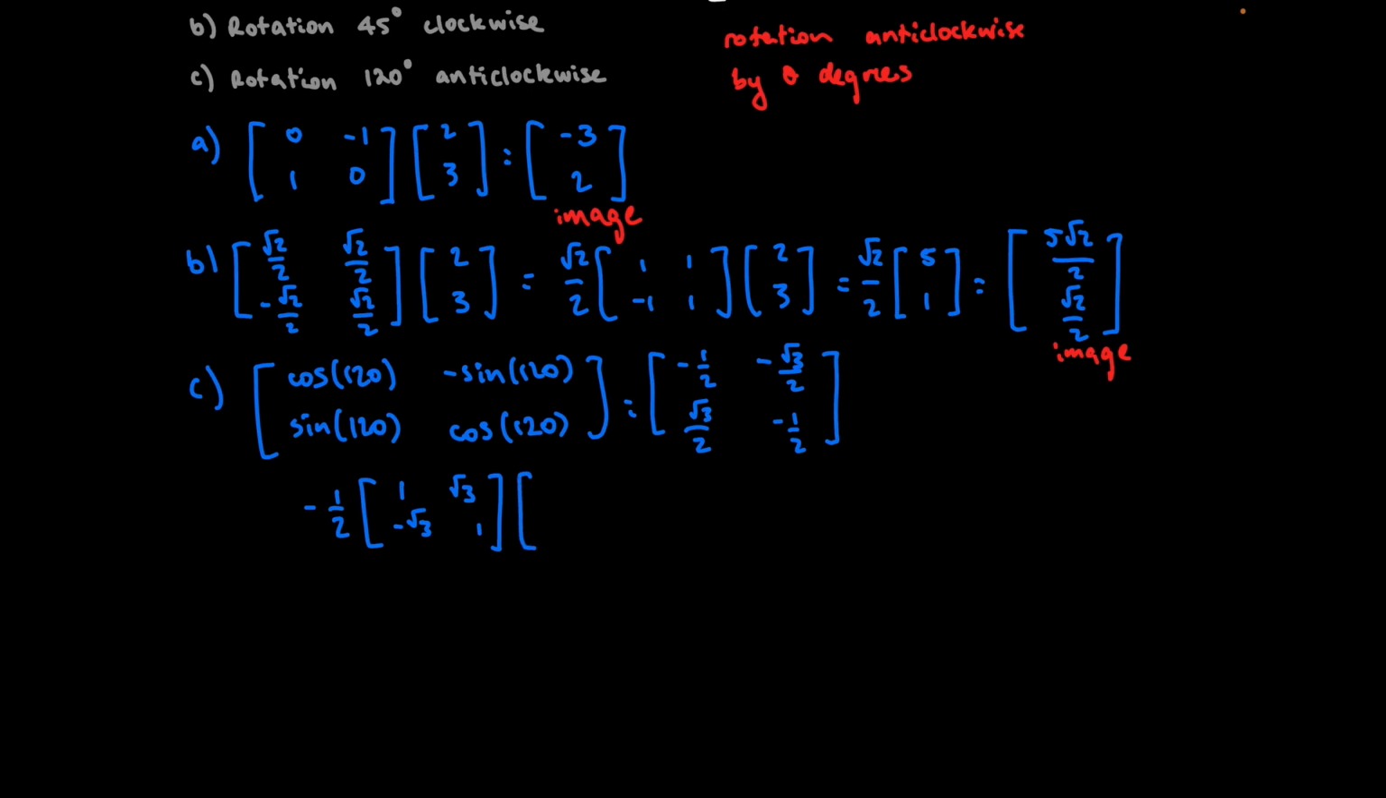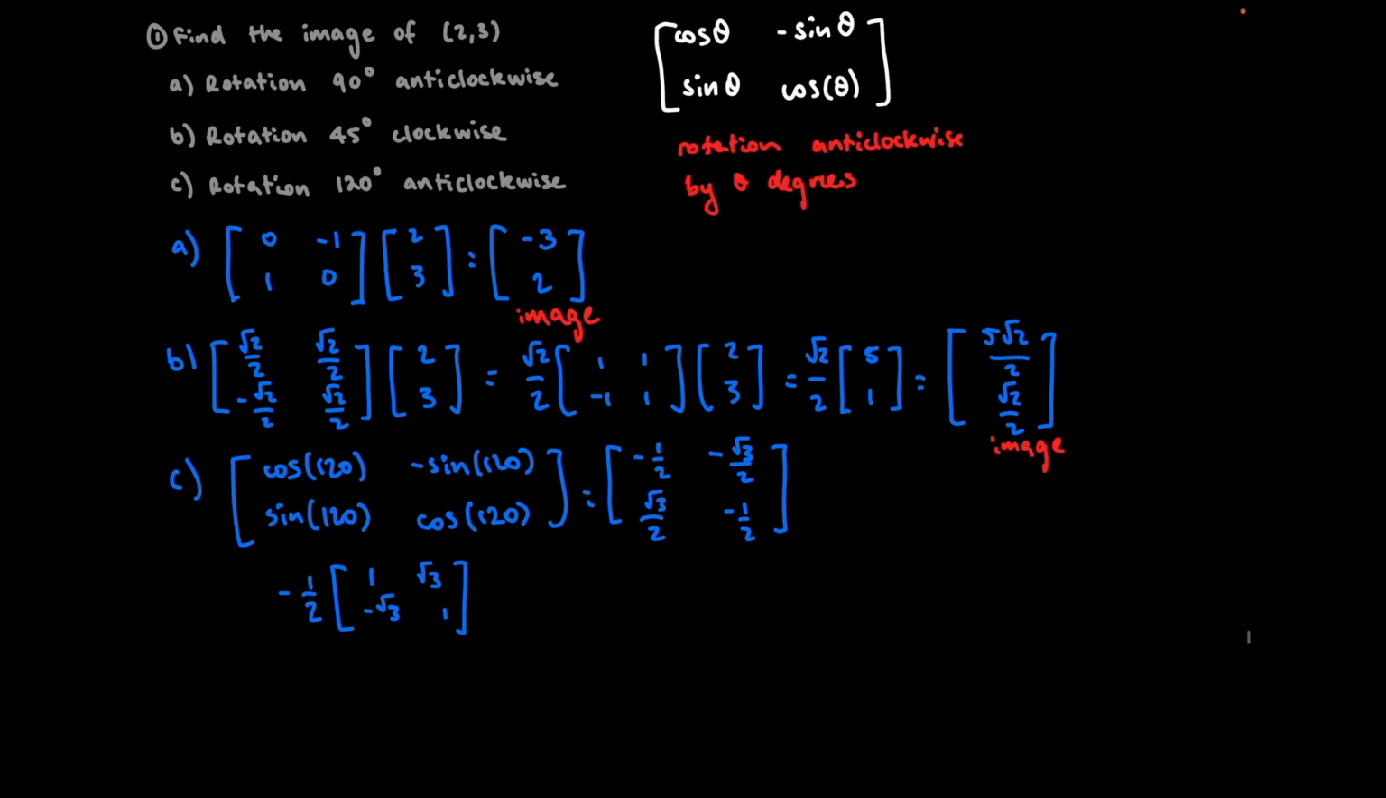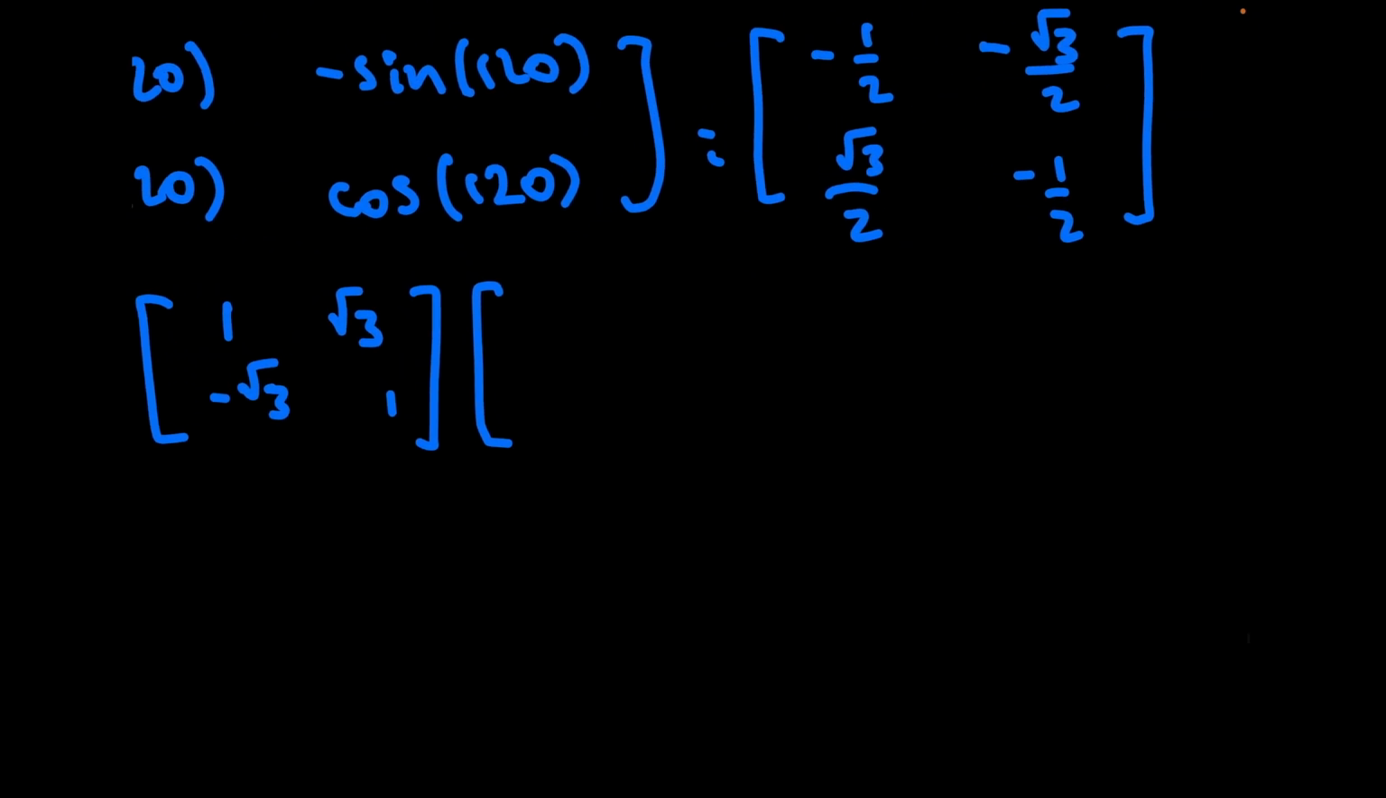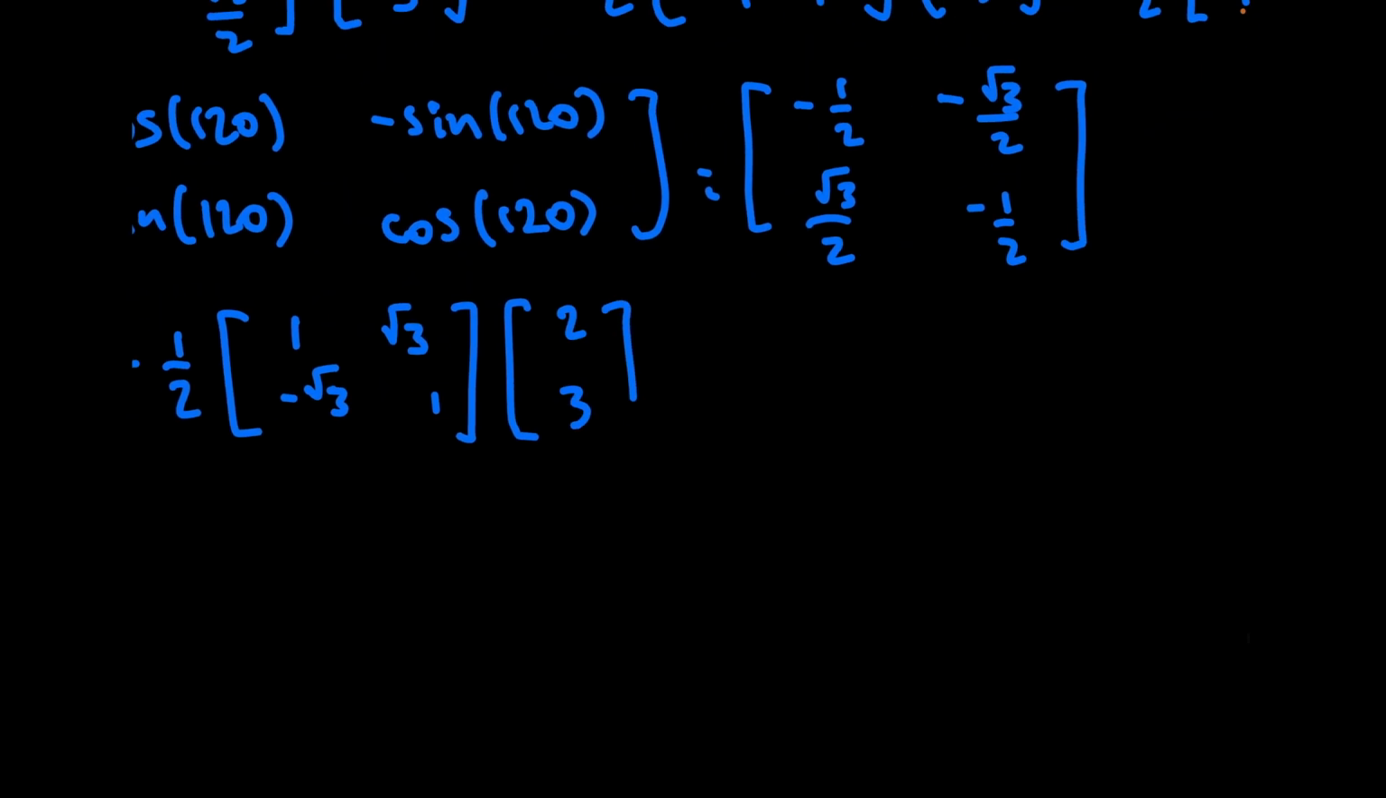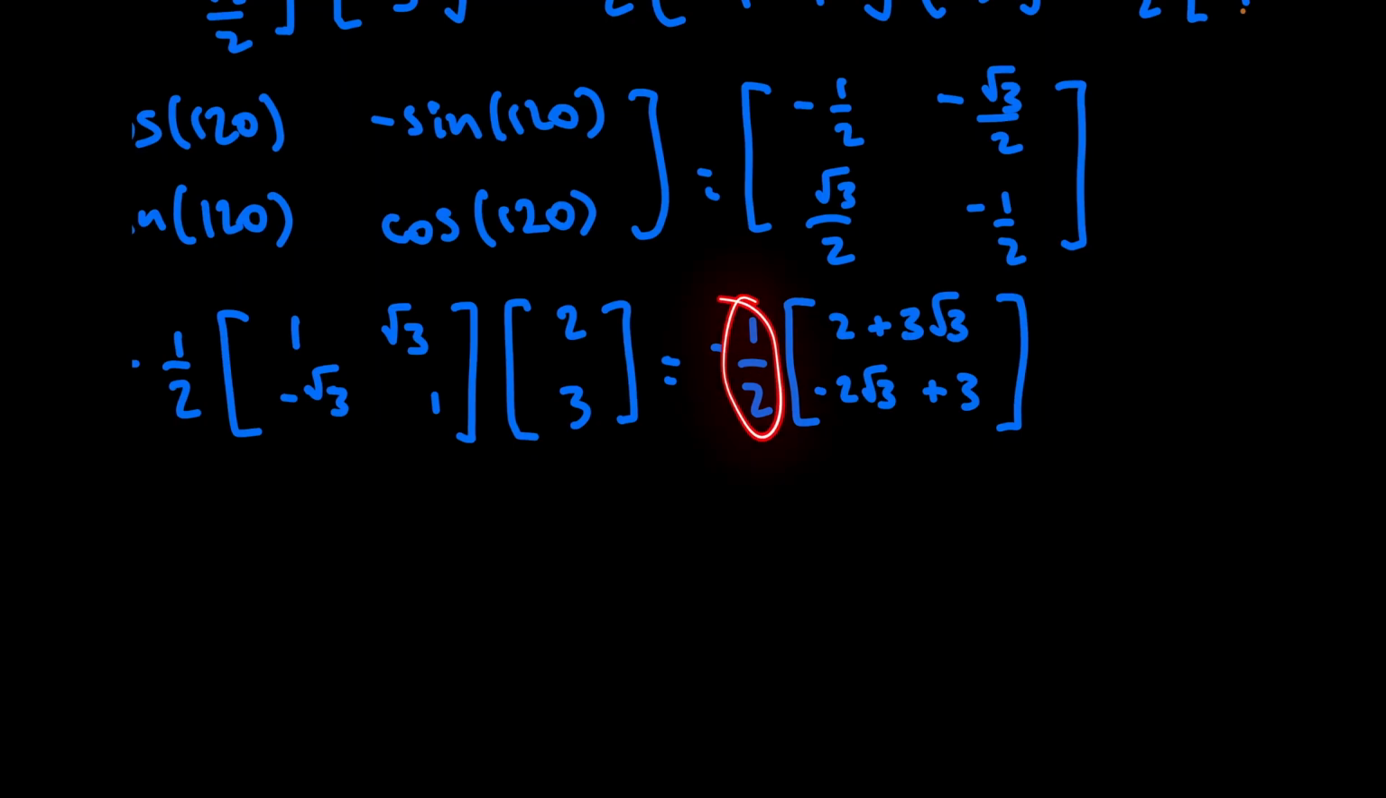Okay, and then we can multiply this by the coordinates we want to transform, which is 2, 3. So let us transform the coordinates of 2, 3 and work out the matrix. What we get is negative a half on the outside. On the inside, we get 2 plus 3 root 3, and then minus 2 root 3 plus 3. I'm not going to expand out the minus a half, but you can notice this will be our image. This is our new coordinates for the image.